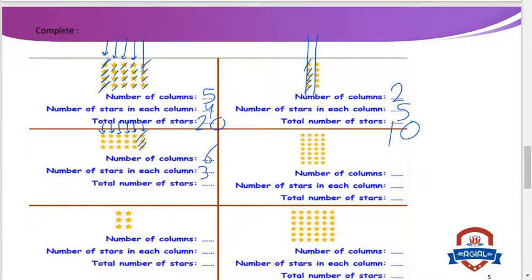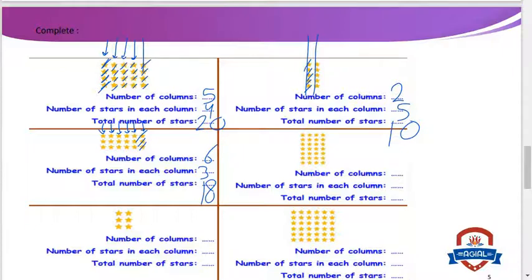Total number of stars. We have 3 stars in each column, and we have 6 columns. So 3 plus 3 plus 3 plus 3 plus 3 plus 3, 6 times. Equals what? Super. 18. And if you know the times table, you'll say 3 multiplied by 6 equals 18. But now you can count, okay?